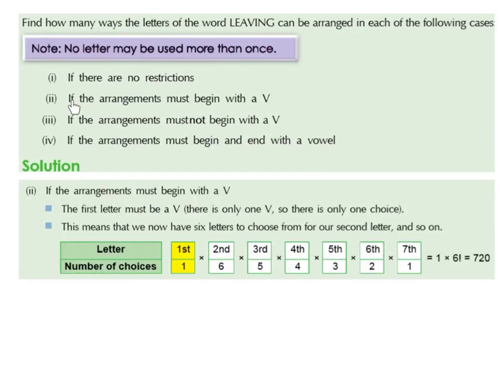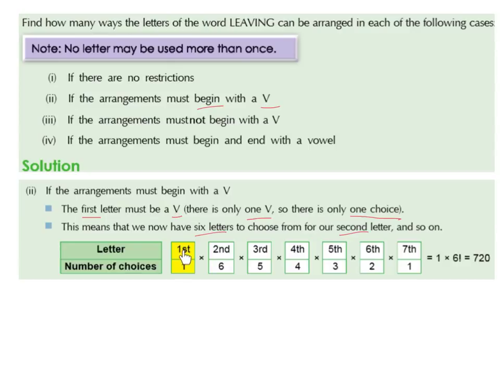Part 2. If the arrangements must begin with a V. So how many ways have we of arranging the letters L-E-A-V-I-N-G if the arrangements must begin with a V? If the arrangements must begin with a V, the first letter must be V. There is only one V, so there is only one choice for the first letter. This means that we now have 6 letters to choose from for our second letter, and so on.